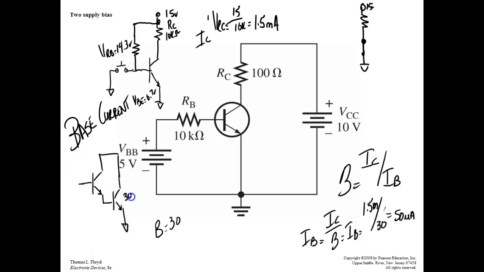Now, if this had a beta of 30, and this would have a beta of 30, what would be my total beta? What do you think, Frank? What would be the total beta? So if I take a transistor that's got a beta of 30, and I feed it into a transistor that's got a beta of 30, what would be my total beta?